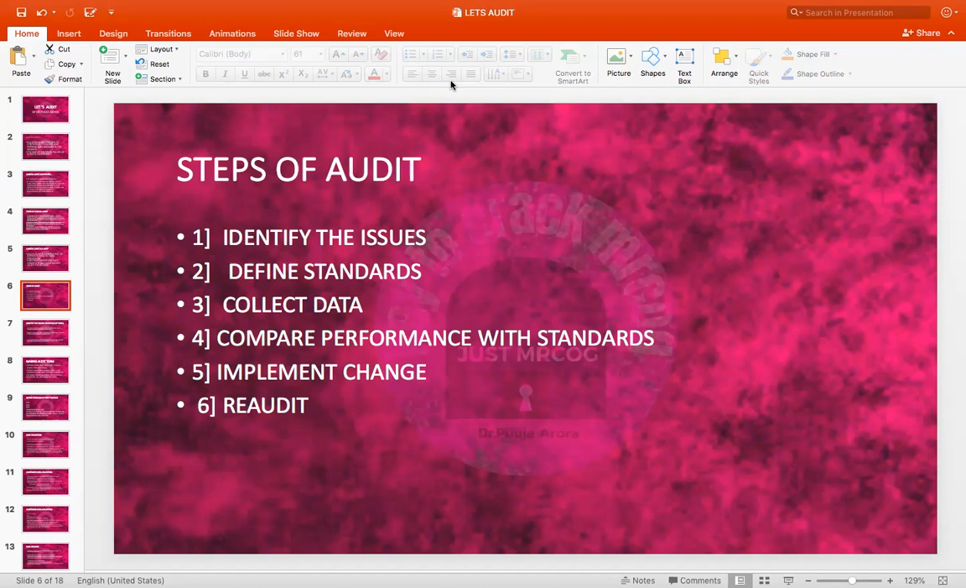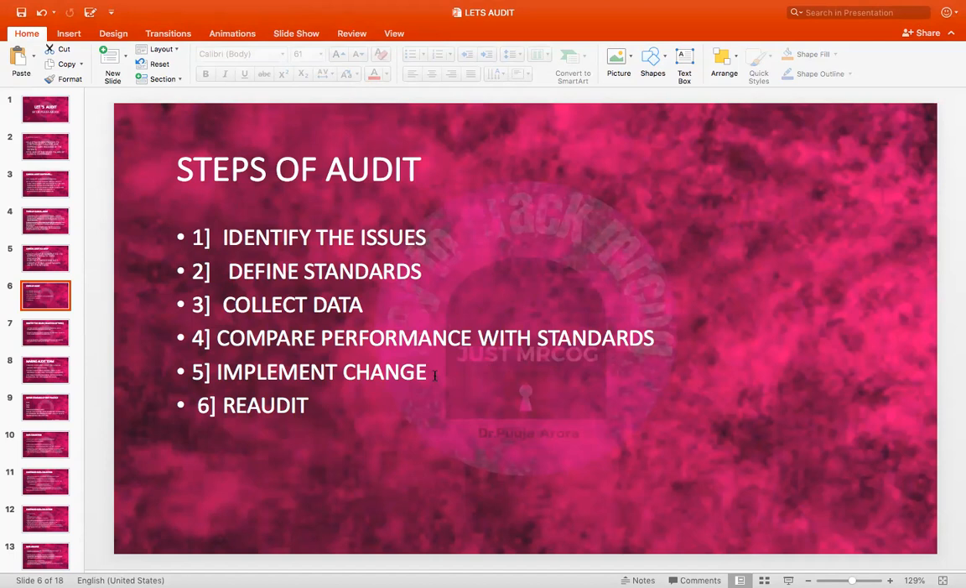Audit again appears as a big fear to all of you. Trust me on that, audit is a very, very simple scientific method to check how your services are. Only thing is that you have that fear. So these are the steps. Identify the issues. That is mostly the task which they will give you. Second, define the standards. That is any GTG, NICE, whatever is available for that particular task, you have to choose that. Third is collecting data.